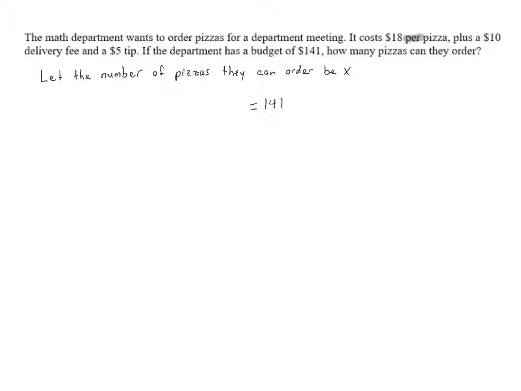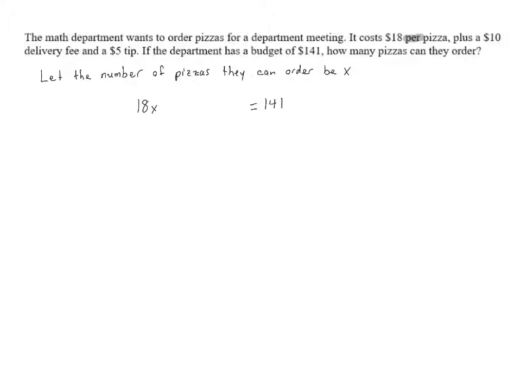If it's $18 per pizza and there are x pizzas, to figure out how much that costs, we have to multiply the price of a pizza times the number of pizzas. So 18 times x gives us 18x. So that 18x represents the amount they pay for the pizzas.